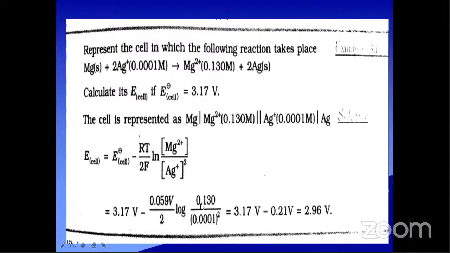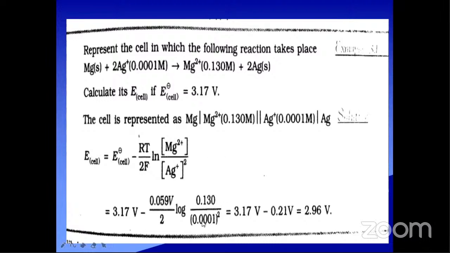0.13 is given. I am substituting this one, divided by Ag plus. Whatever the coefficient is, we have to take it as the power. Whatever the superscript is, like here 2 is present, that is the superscript 2; if 3 is there, cube, like this. So Ag plus square. Then I am substituting the Ag value. Ag value, how much? 0.0001 is this one, and we can write 0.001.